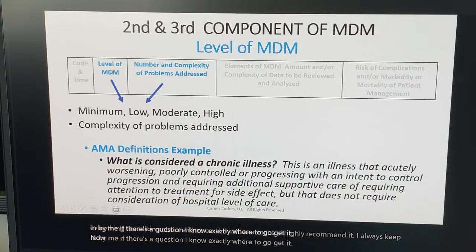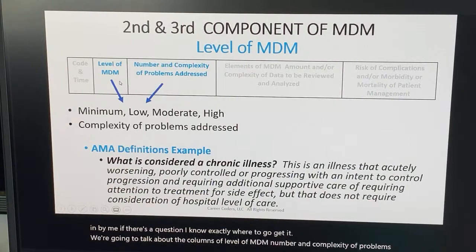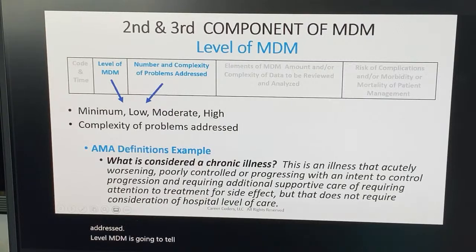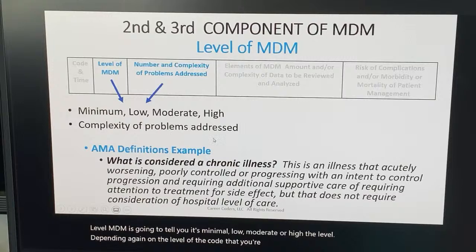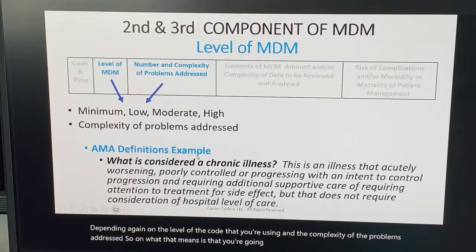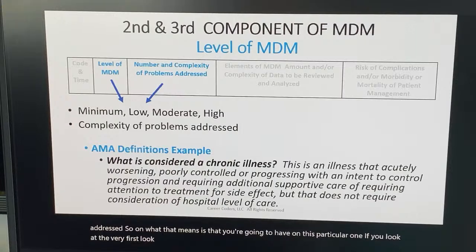Now we're going to talk about the columns of level of MDM, number and complexity of problems addressed. Level of MDM is going to tell you it's minimal, low, moderate, or high, depending again on the level of the code that you're using, and the complexity of the problems addressed. So if you look at low, it says 2 or more self-limited or minor problems, or 1 stable chronic illness, or 1 acute uncomplicated illness or injury.